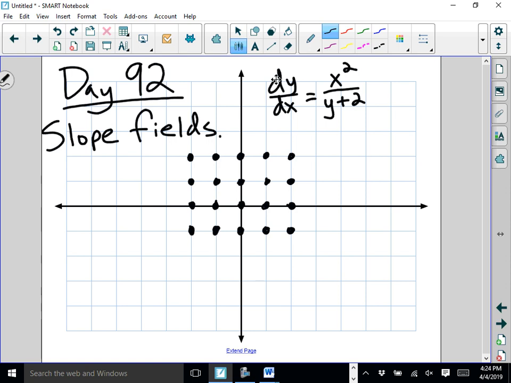So, for example, let's start with the point 0, 0. This point right here is 0, 0. What happens if we plug 0, 0 into our equation? Well, dy dx evaluated at the point 0, 0 would be 0 squared over 0 plus 2. That's 0 over 2, which would be a slope of 0. So on that little dot I'm just going to sketch a slope of 0. We know 0 slope means a horizontal line, so I'll sketch a little horizontal line right here.